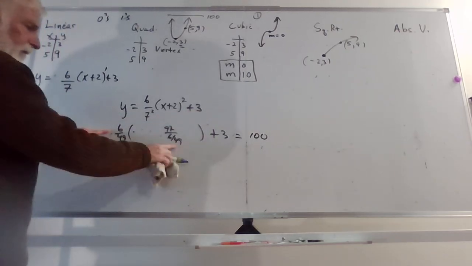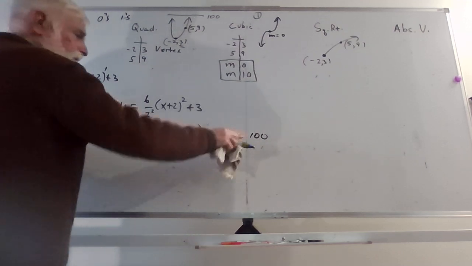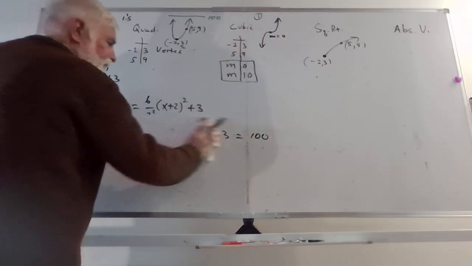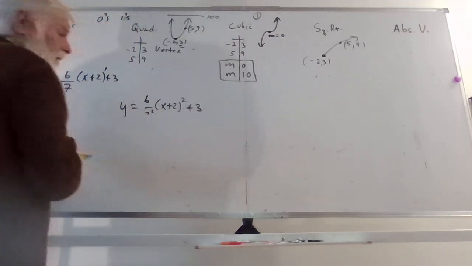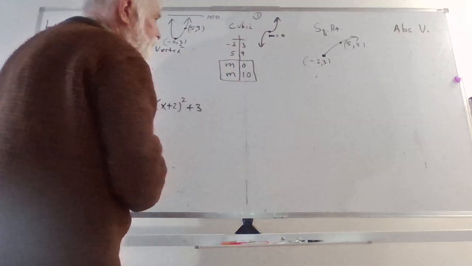And multiplication and division inverses. And 97 plus 3, there's 100. So I really stress solving equations with inverse operations. All right, let's go over here to cubics.